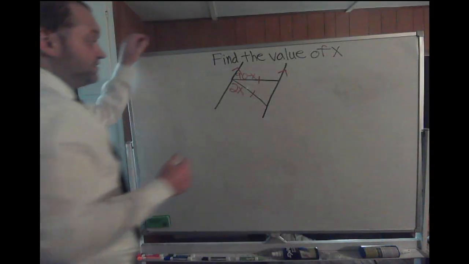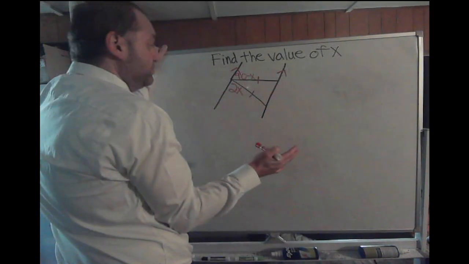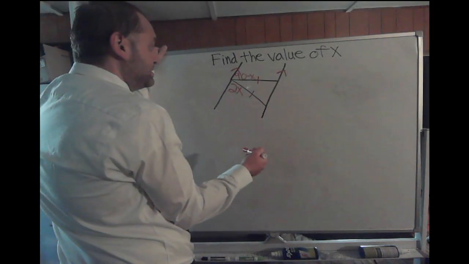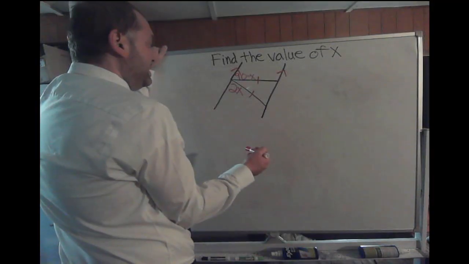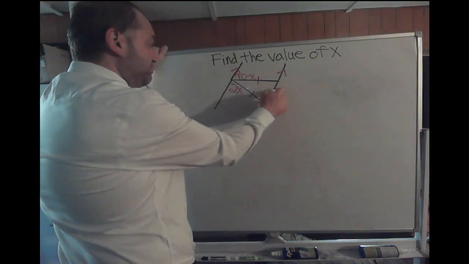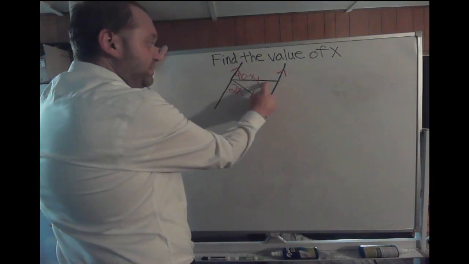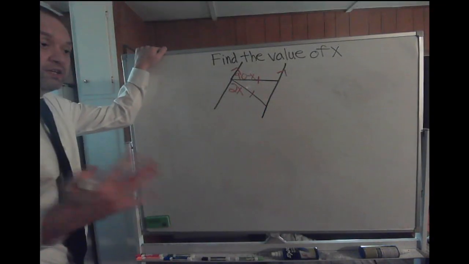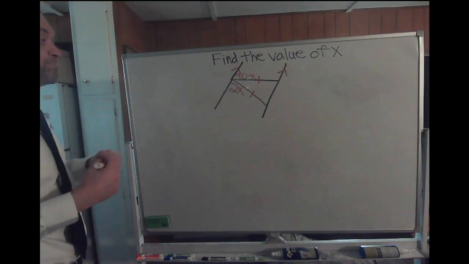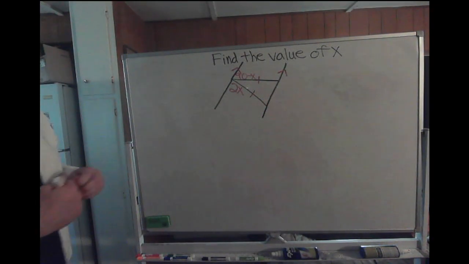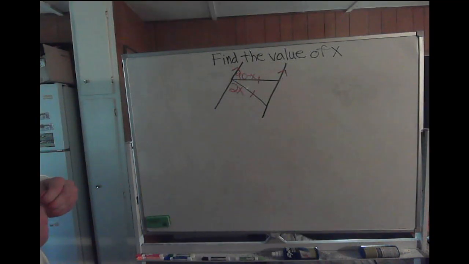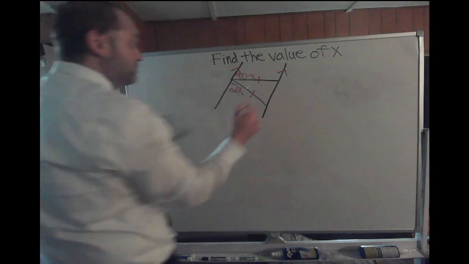Well, I think it's safe to say now that we know about triangles, we also know about parallel lines. Keep in mind here that these two lines are parallel. This side of the triangle, the top part, acts like a transversal, does it not? If two lines are parallel cut by a transversal, that means that alternate interior angles are congruent.